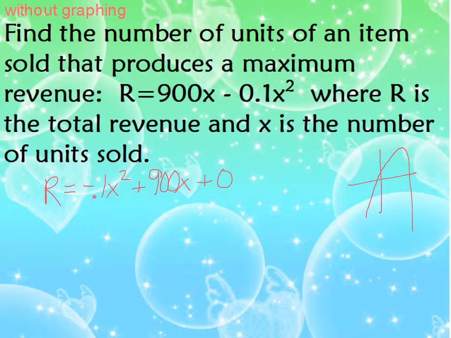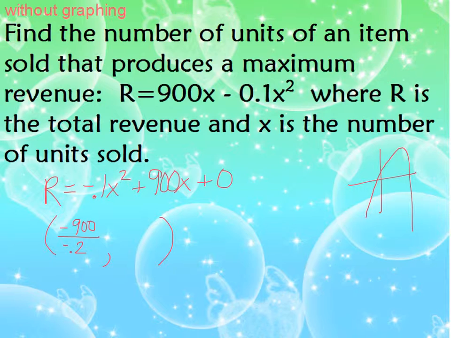Okay, if I wanted to find the vertex of this, it's in general form. I'm just going to do negative b, that's negative 900, over 2a. So 2 times negative 0.1 is negative 0.2. Now that's your x value. You'd have to plug it in to find the y value.